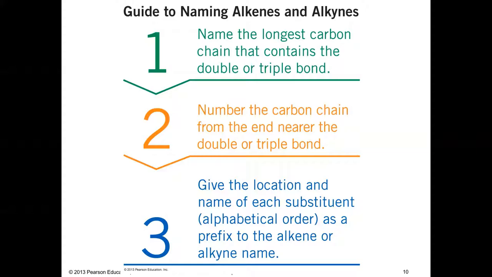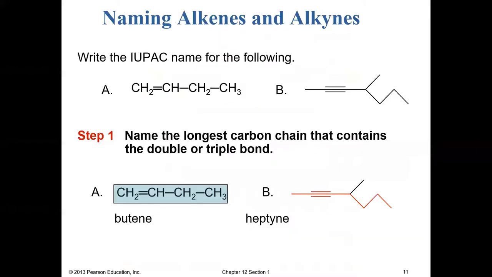So we wanna start at the end closest to the double or triple bond. And then we have to number each carbon, and we're gonna give the location of everything in alphabetical order, all the substituents. We also have to give the location of that double or triple bond. So let's just go through these first two examples, okay? So here we have example A and B.